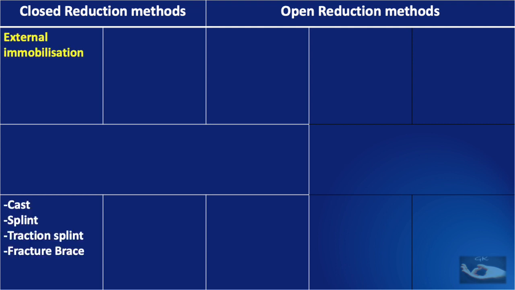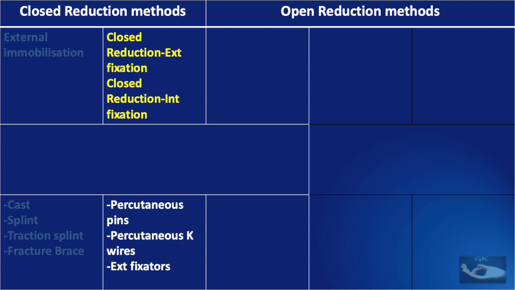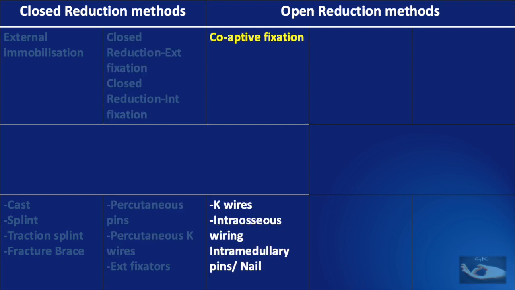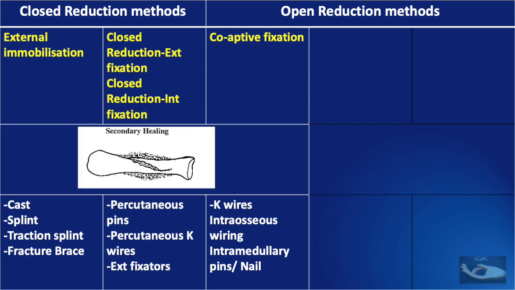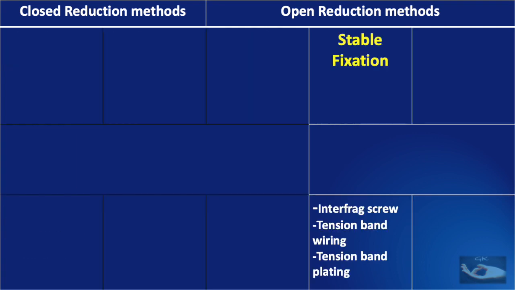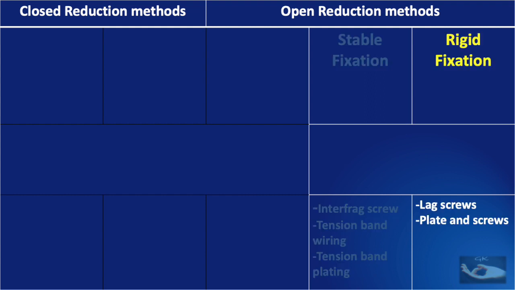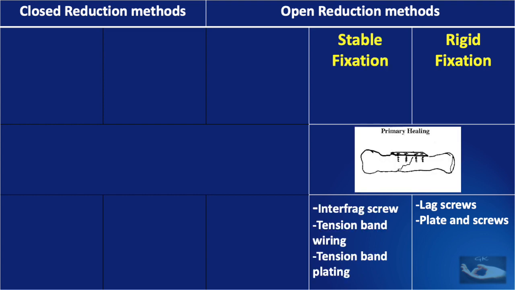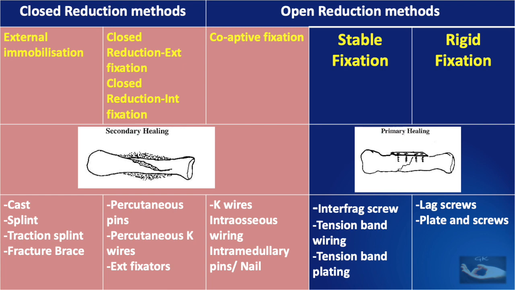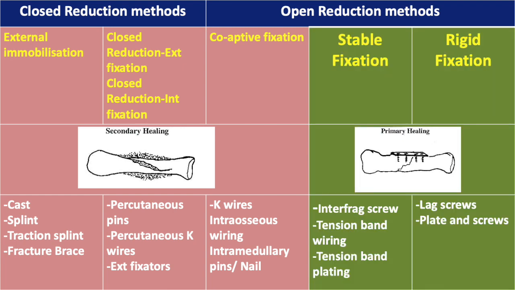The methods of external immobilization, like using cast, splint, traction splint, or fracture brace; closed reduction with external fixation, or closed reduction with internal fixation with techniques like percutaneous pins, percutaneous K-wires or external fixators; or coaptive fixation with techniques like K-wires, intraosseous wiring, intramedullary pins or nail, will result in secondary healing of the fracture, whereas stable fixation techniques like interfragmentary screw, tension band wiring or tension band plating, and rigid fixation techniques like the use of lag screws, or plate and screws will result in primary bone healing. So these are the techniques that result in secondary healing of the bone, and these are the techniques that result in primary healing.